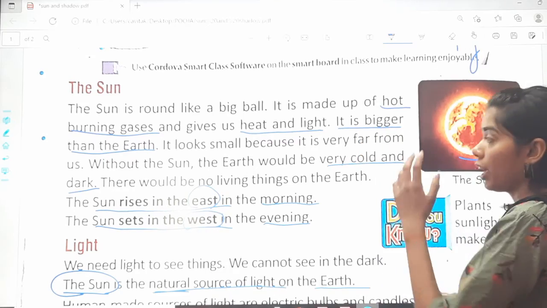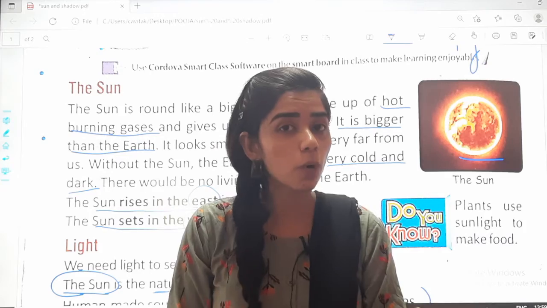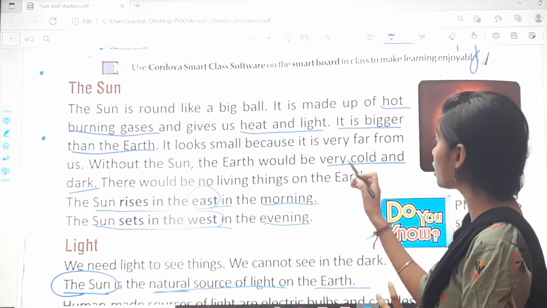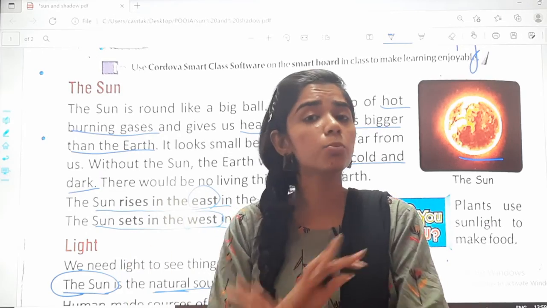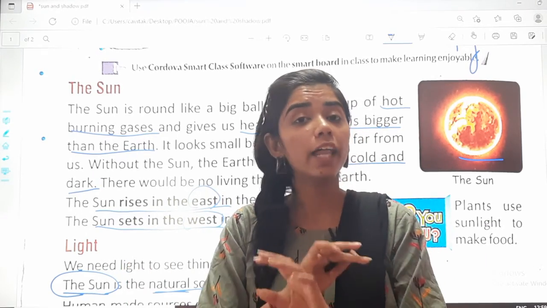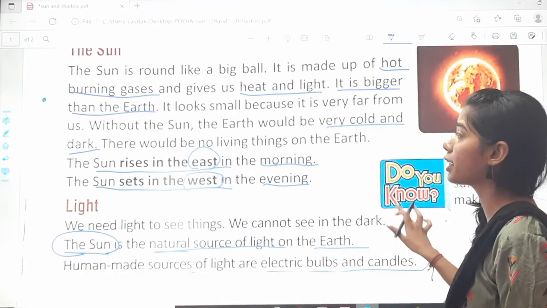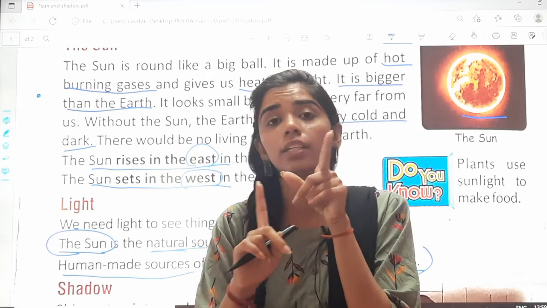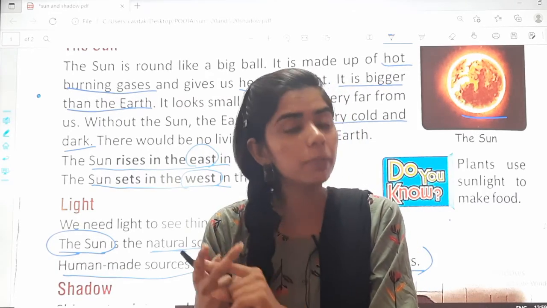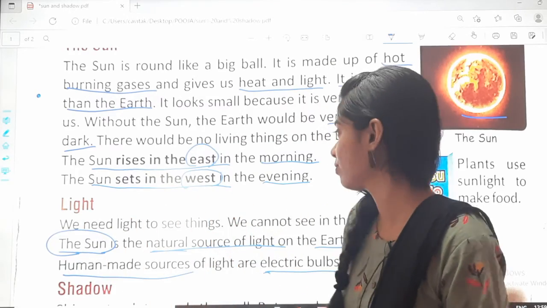Then if there is no sun, imagine, what will happen? The earth would be very cold and dark. There would be no living things on the earth. Be it plants, human beings, or animals, they will not survive without the sun.